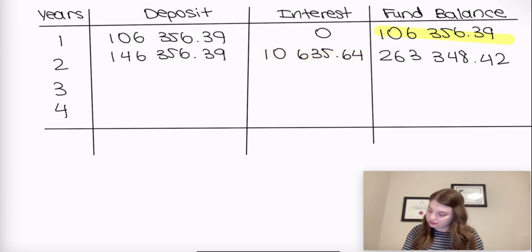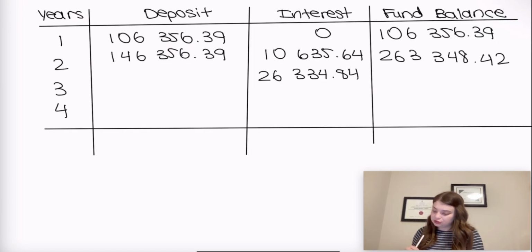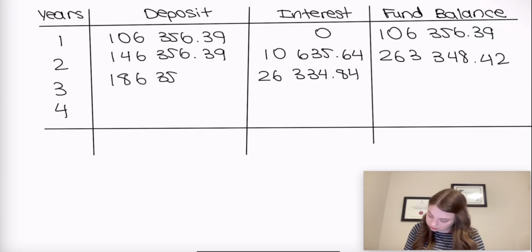Okay, now how much interest do we make on this new balance? Well, we make 10% a year, so the next year, therefore, we get 10% of the fund balance, which is $26,334.84. Now we also make a new deposit as well, which is going to be $40,000 more than the previous deposit, so that's going to be $186,356.39.